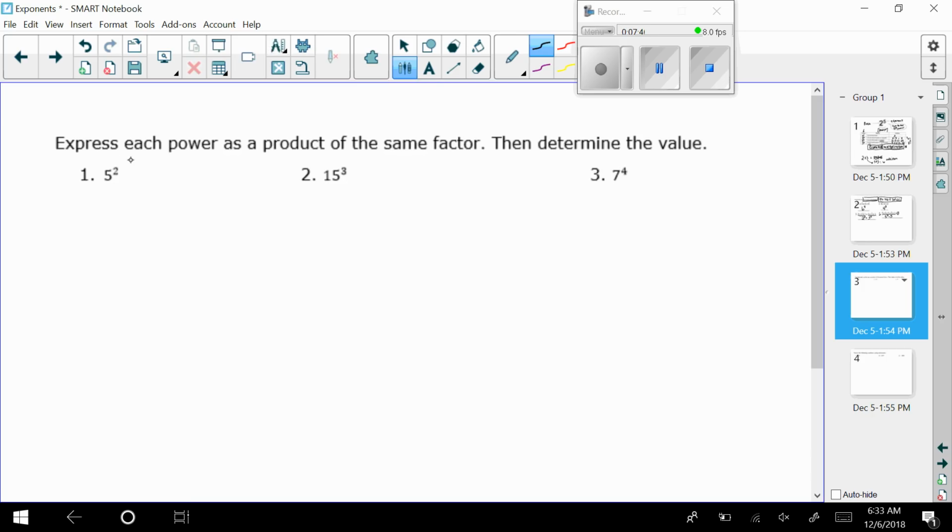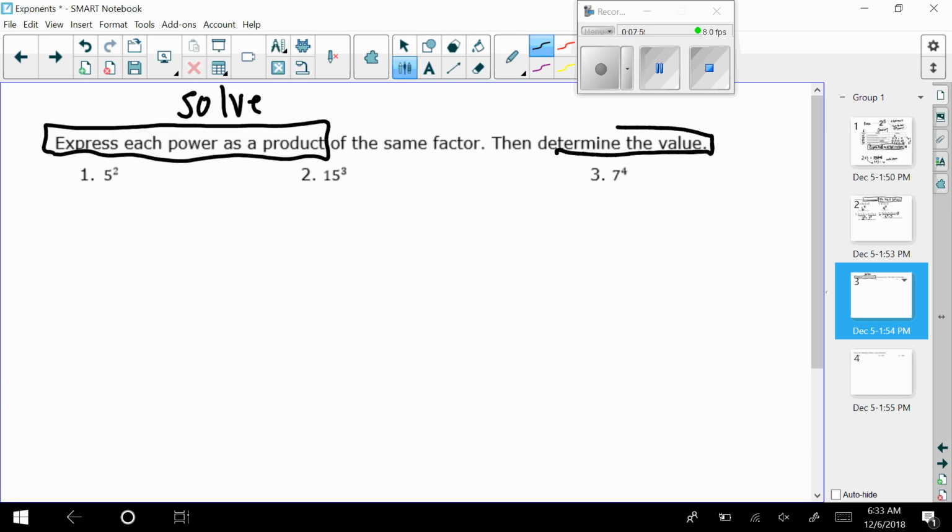And this one, it says express each power as a product. Now this is a super fancy way for saying solve. Okay? So then you want to determine, it says determine the value. Okay? So actually, I lied. This doesn't mean solve. This means solve. Okay? And this means write it spread out like we had on the last page.